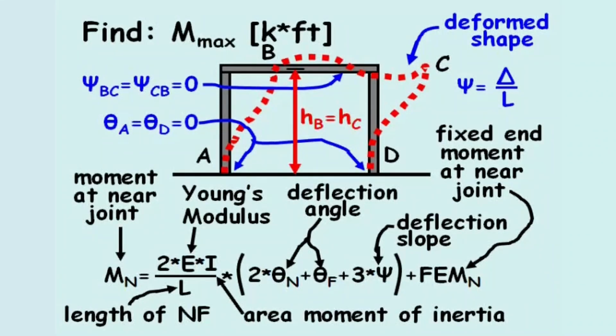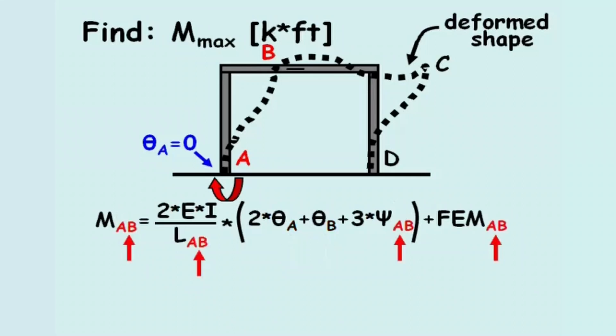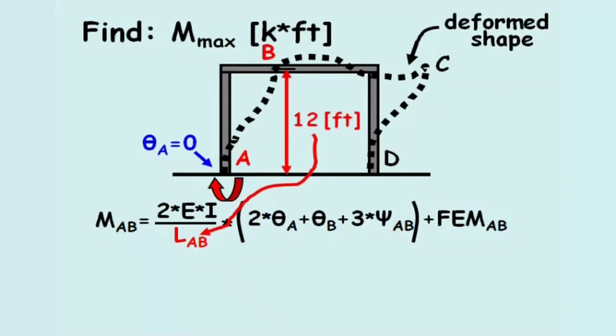Writing out the equation for the moment at joint A, we'll replace the subscript n for near with A, and the subscript f for far with B, and we'll assign the subscript AB to the moment, member length, deflection slope, and fixed end moment. From the problem statement, we know the length of member AB equals 12 feet. Since there is a fixed connection at joint A, theta A equals 0.